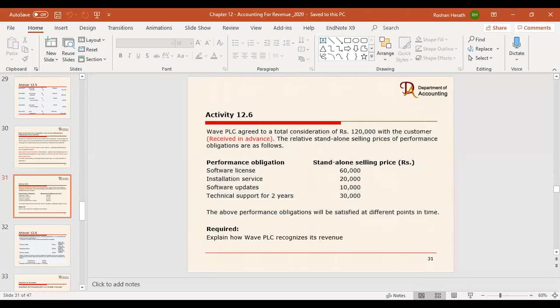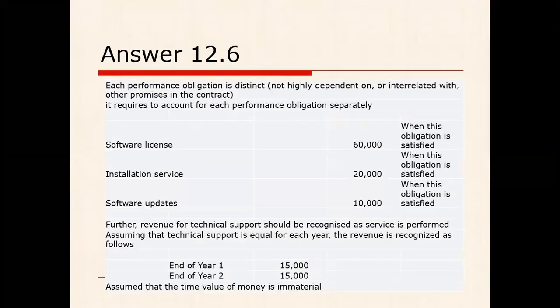Let's move on. The answer would have provided. Yeah, this is it. Each performance obligation is distinct and it is required to account for each performance obligation separately. Software license, recognize 60,000 when the obligation is satisfied. Installation service, 20,000 when the performance obligation is satisfied. Software update when the performance obligation is satisfied. When it comes to the technical support, it should be recognized over 2 years time. So 15,000 for the first year at the end of year 1 and another 15,000 at the end of year 2. Assume that the time value of money is immaterial in case of services.